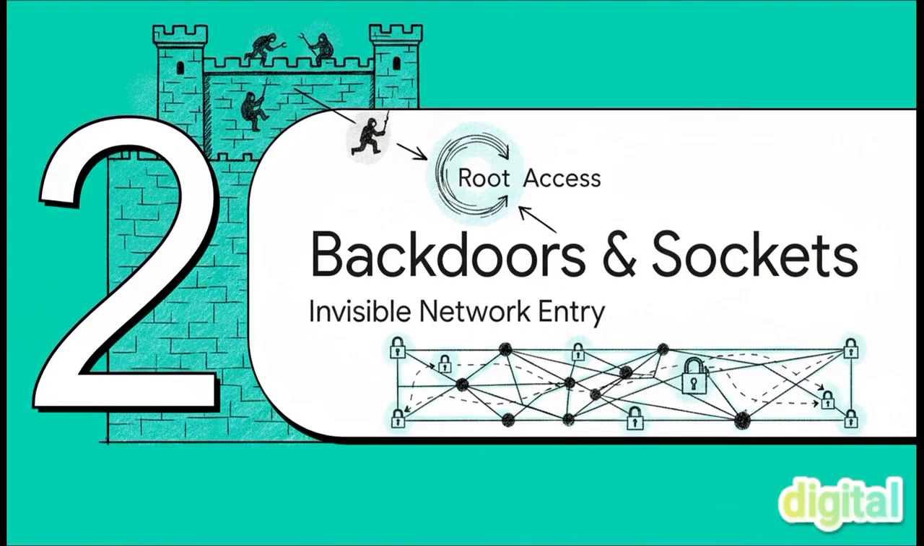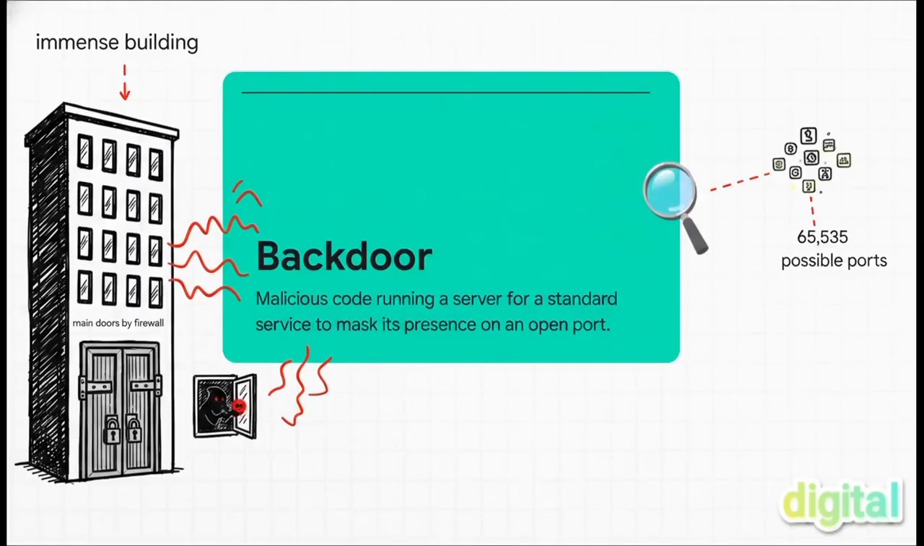Moving on to Chapter 2, backdoors and sockets. How exactly do attackers breach the perimeter to get that terrifying root access? Well, it almost always comes down to a back door. Let's use an analogy. Imagine your computer is a massive skyscraper and it has 65,535 possible doors. In networking, we call these ports. A firewall's job is to heavily padlock the main doors. But a backdoor? That's a tiny hidden basement window that malicious code has quietly unlatched from the inside.